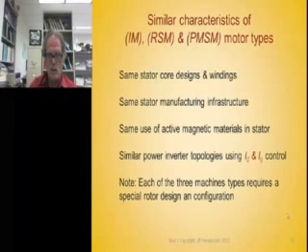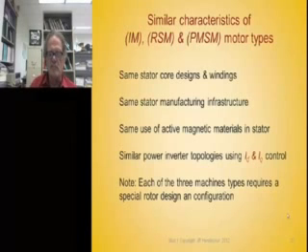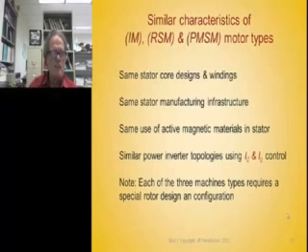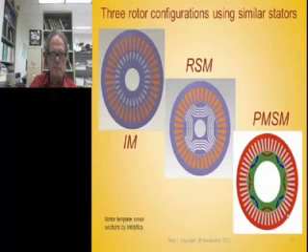How are they controlled? All 3 of them can be controlled with Q and D axis current control with just different software. So this makes these motors very attractive for the same company to be involved in, to use the right motor for the right application, because there's so much cross-pollination in all the technologies and the manufacturing infrastructure involved. The main difference of these 3 machines is that each one requires a special rotor configuration.